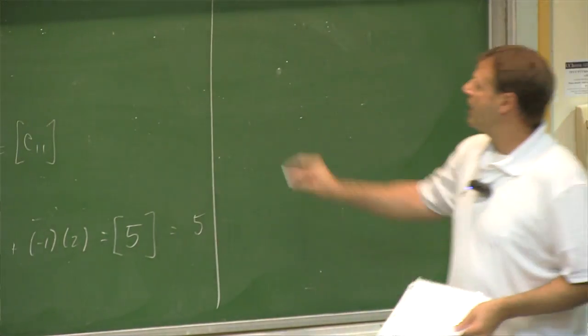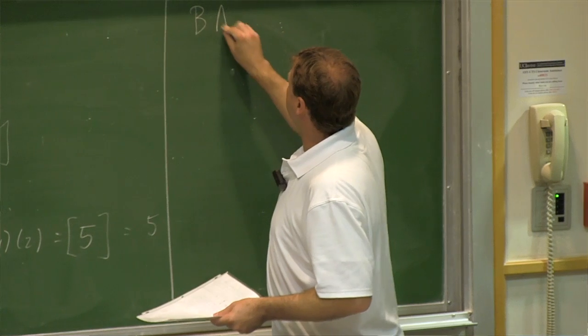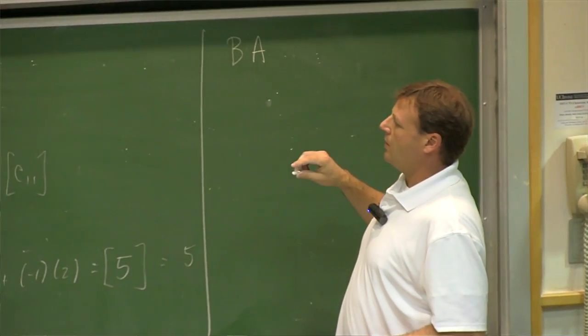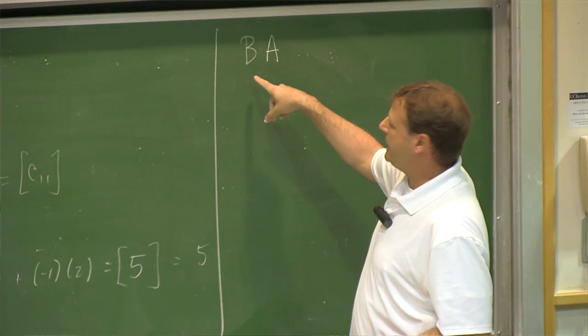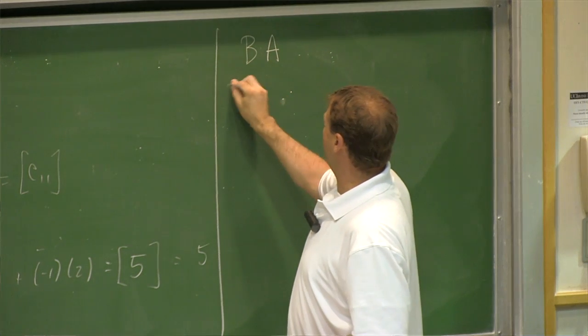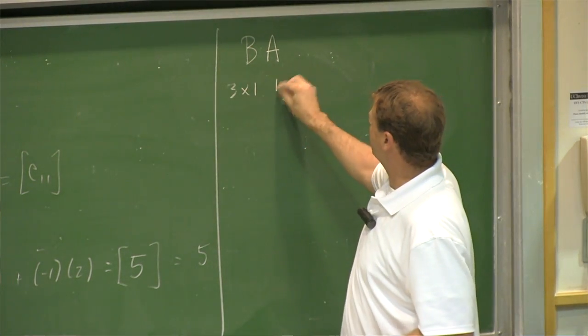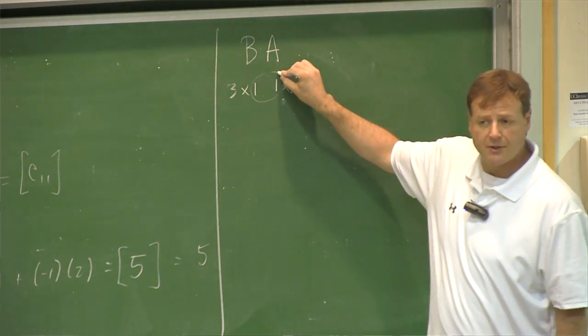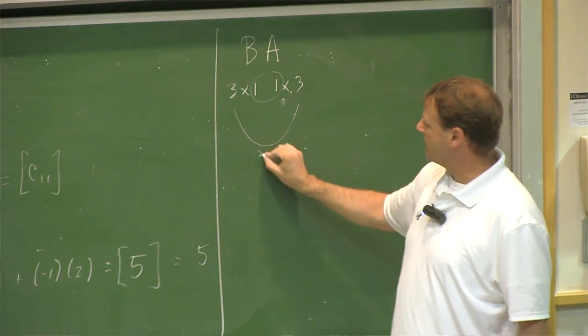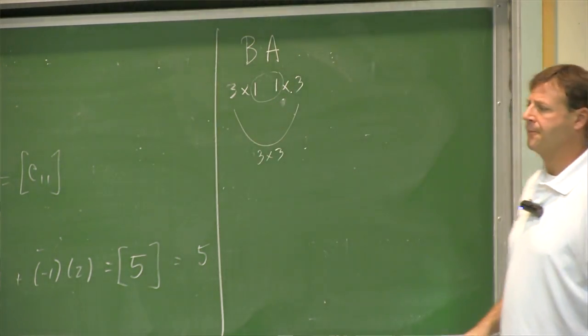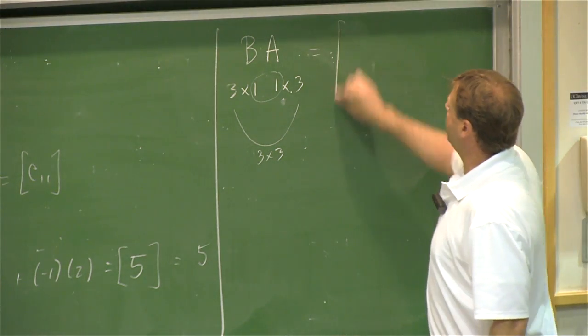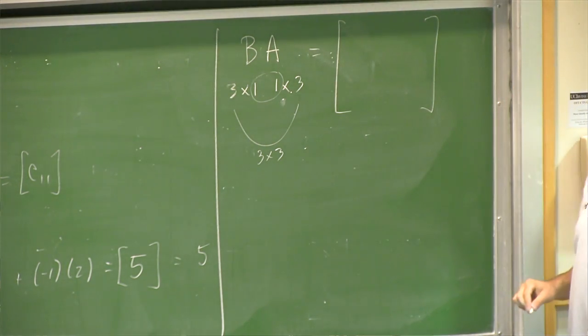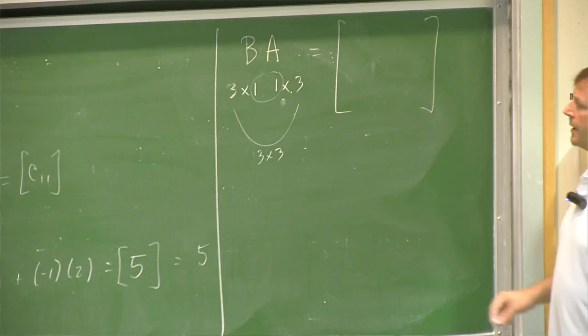Okay, what about the other way? How about BA? Well, in this case, B is a 3 by 1, and A is a 1 by 3, so it's fine to multiply them because the inner numbers match, but the result is going to be a 3 by 3. So I've got this giant matrix that I'm going to get. It's got 9 entries. So let's do that.